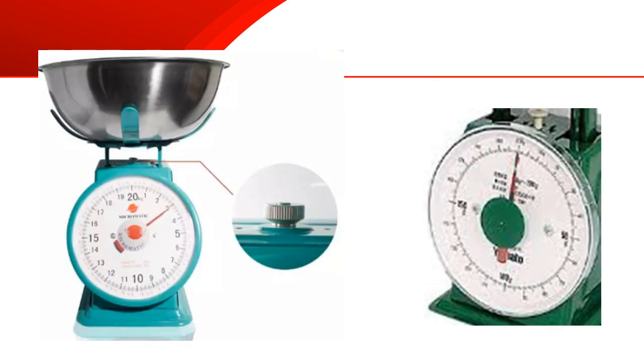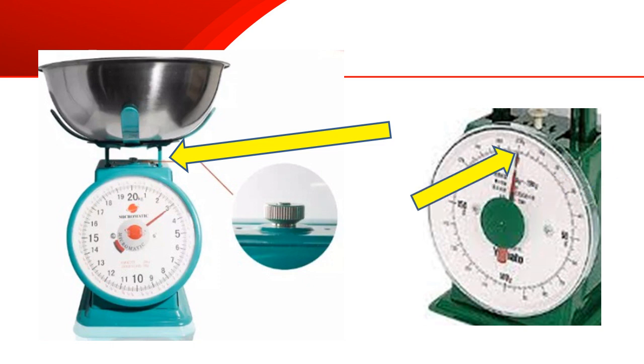But take note, when we are using this kind of weighing scale, which is the analog weighing scale, make sure that the pointer or needle is pointing at zero. So you need to adjust this part and set it at zero to give you the accurate measure of weight.